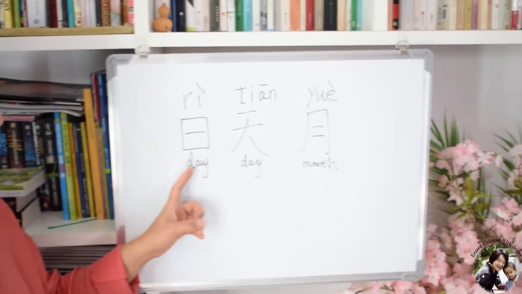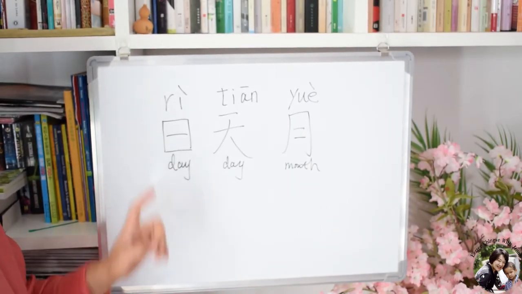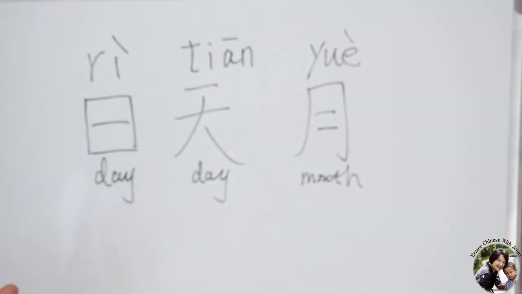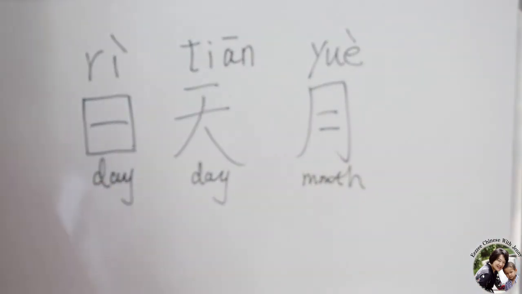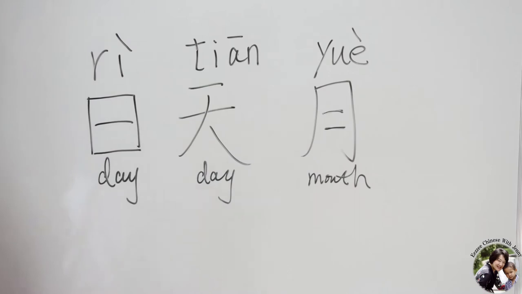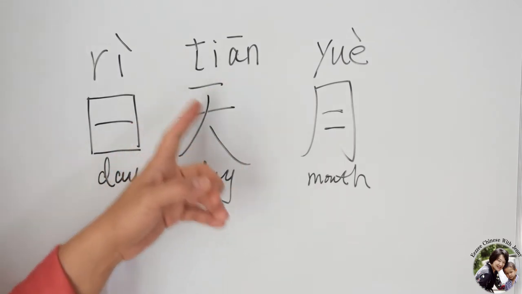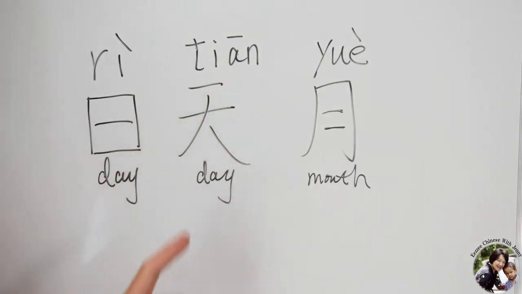Remember the first one? We have learned it means the sun. Because we see the sunrise and the sunset within a day. So this character also represents a day. And this one we have learned means sky and also means a day.